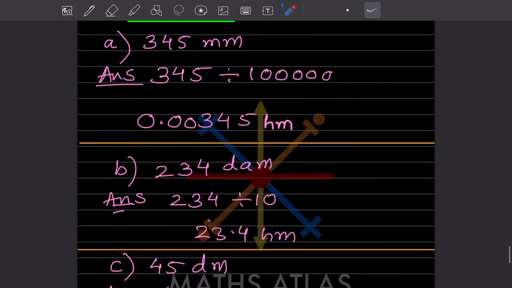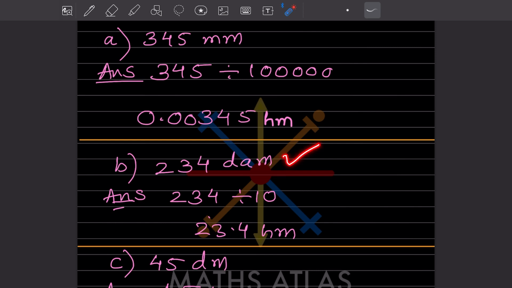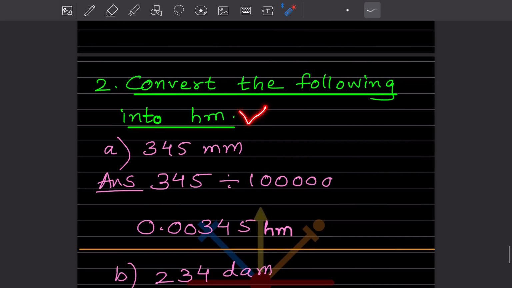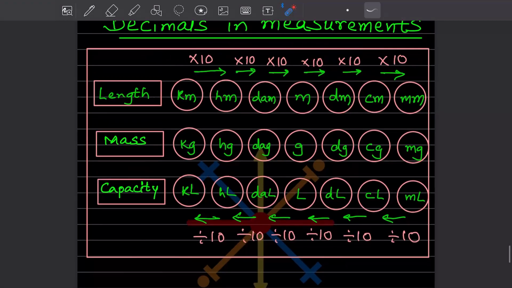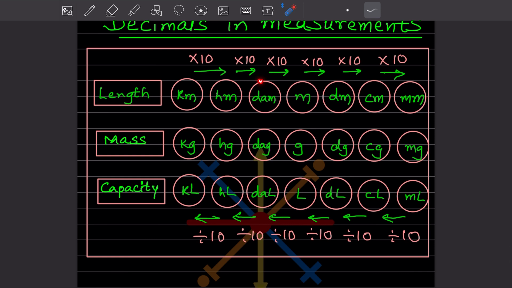Same for here. Now what did they say? From decameter you have to convert to hectometer. So where is decameter here? From here, you're going to go to here.